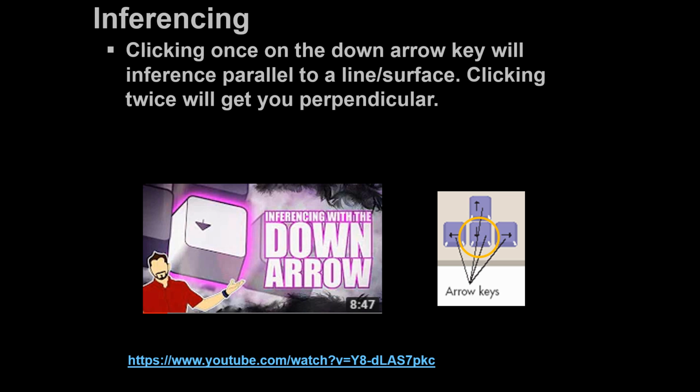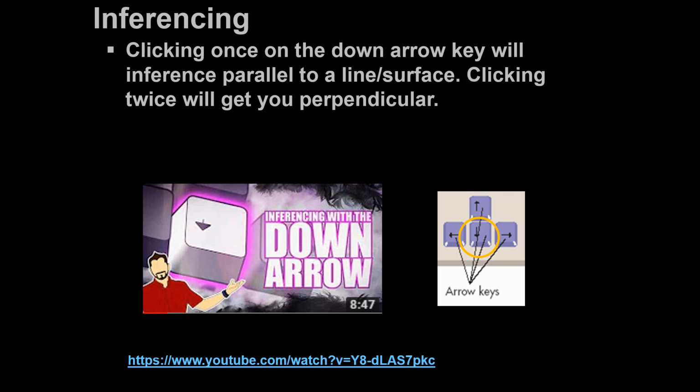The up arrow key will always go in the blue axis, up and down. The right arrow key would go in the red axis. Think of right as red. The left arrow key, of course, is the green, the other axis, and then the down arrow key is kind of tied in with perpendicular or parallel to a shape or an object.